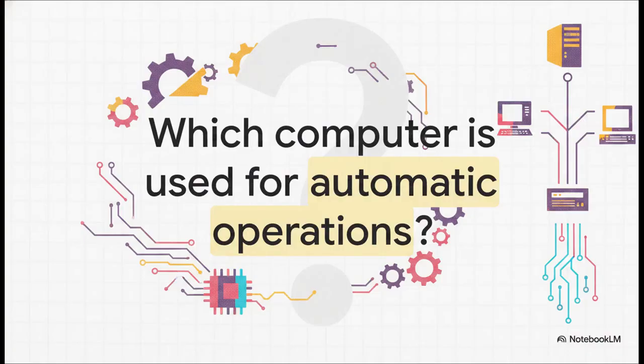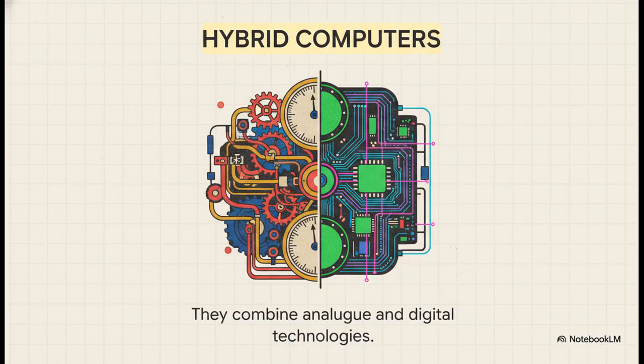Let's throw in one last quick-fire question, this time looking at how data is handled. Which type of computer is mostly used for automatic operations? Remember those 3 types on the right side of our tech tree? The answer is hybrid computers, because they so beautifully merge continuous, real-time analog data gathering with discrete, high-speed digital precision. They are the absolute go-to devices for specialized automatic operations.